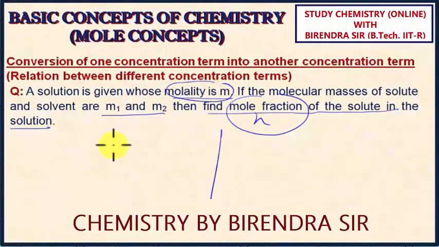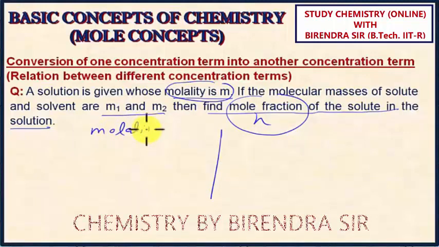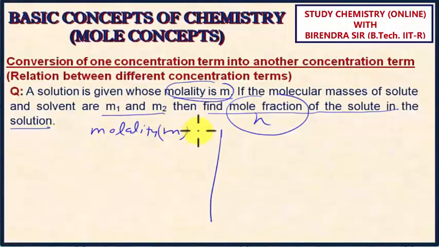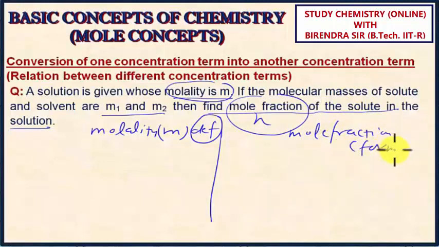So on the left hand side of the vertical line, what concentration will you write? Molality. And for that you have to use the definition. On the right hand side, what will you write? Mole fraction. And for that, what will you use? The formula. My point is clear.